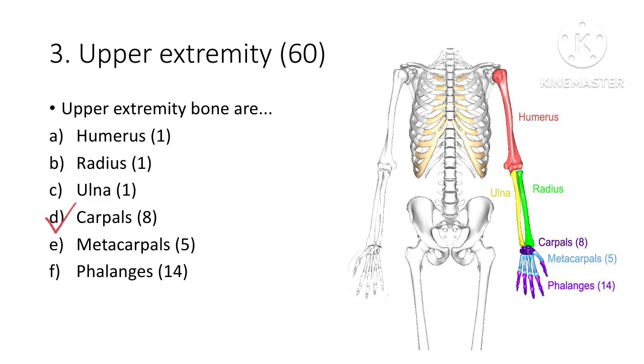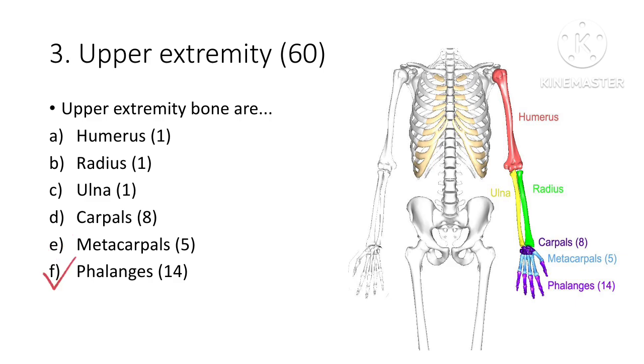Fourth is the carpals, which are a group of 8 small bones that make up the wrist joint and provide stability and flexibility to the wrist joint. Fifth is the metacarpals. They are 5 long bones that make up the palm of the hand. They connect the wrist to the fingers and provide attachment points.